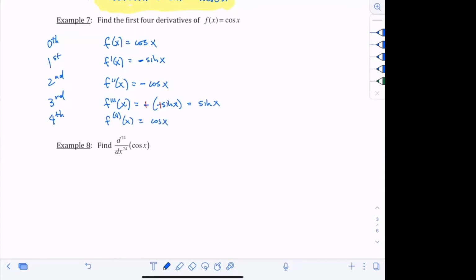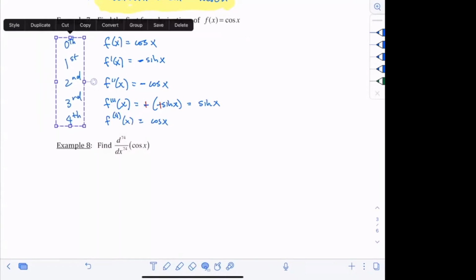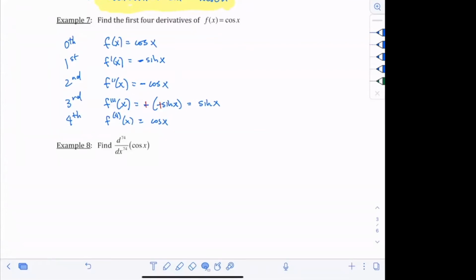So does anybody see something interesting happening? What just happened that's interesting, if anything? It goes back. In other words, these guys here are the same. In other words, this repeats, the cycle repeats every 4 derivatives.